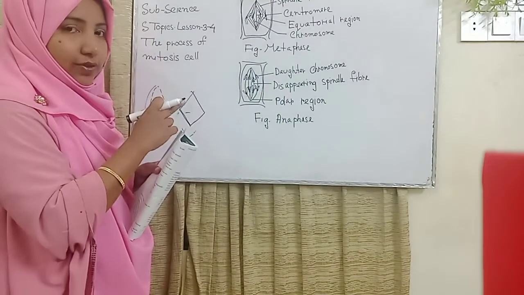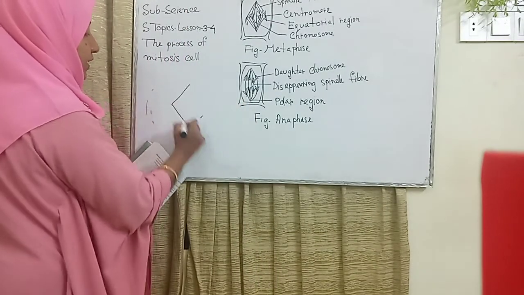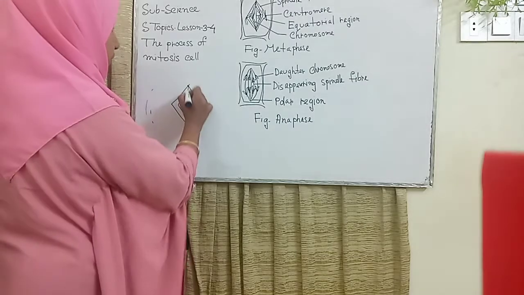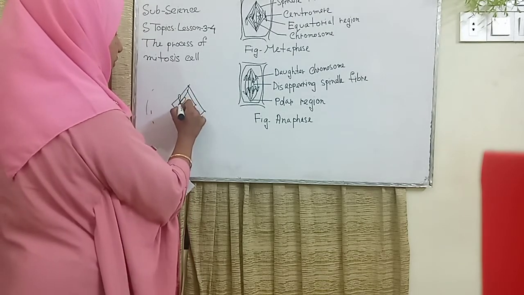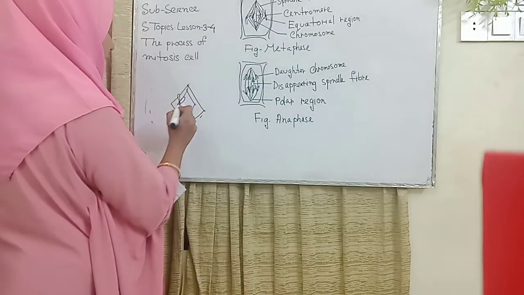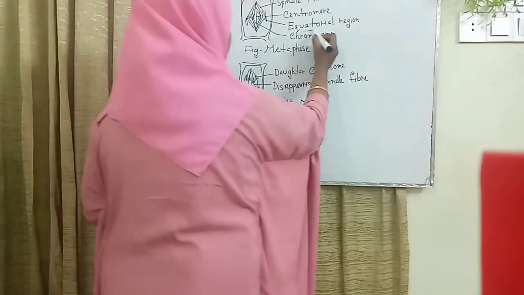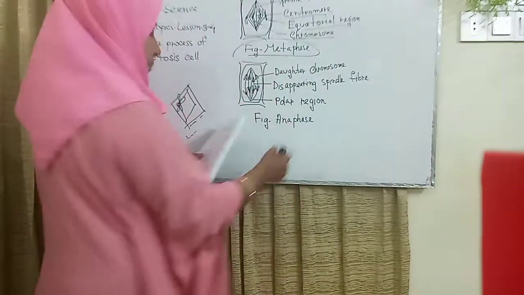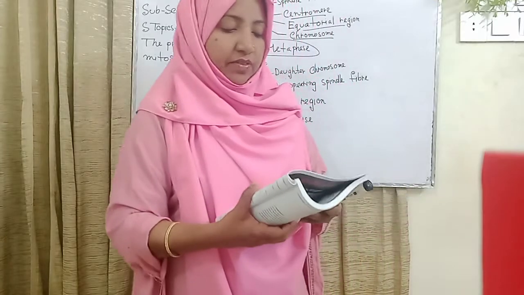Again, I draw this structure and the labeling. First, this structure is this shape. Here is the spindle apparatus and the chromosome. This is not a chromatid; they are the chromosomes. In the middle are the centriole, the equatorial region, the chromosome and also the centromere. This structure is the metaphase, with chromosomes attached to the centromere by spindle fiber.